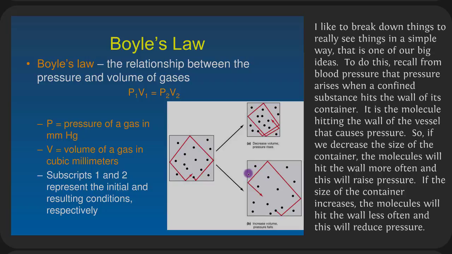So to do this, recall from blood pressure that pressure arises when a confined substance, in that case blood, hits the wall of the container, in that case the blood vessel. It's the molecule or whatever hitting the wall of the vessel that causes pressure. So if we decrease the size of the container, the molecules will hit the wall more often, and this will raise pressure. If, on the other hand, the size of the container increases, the molecules are less likely to hit the wall, and so pressure will reduce. So pressure and volume are inversely proportional. If you decrease the volume, you increase the pressure. If you increase the volume, you decrease the pressure.